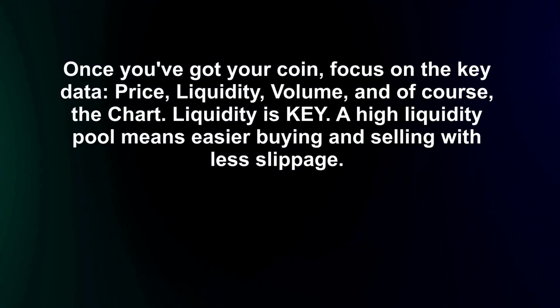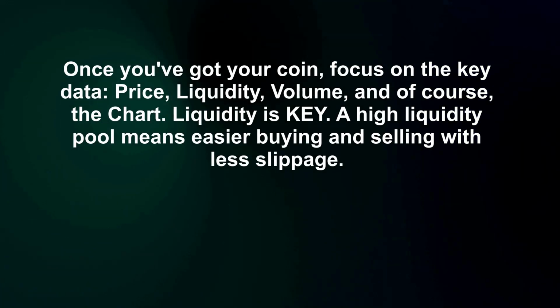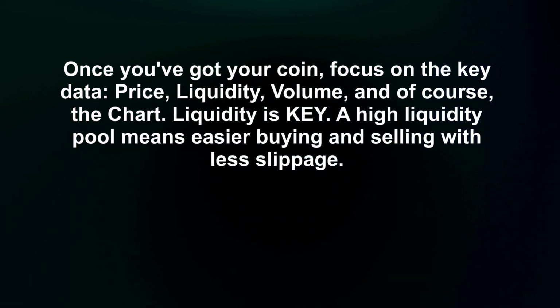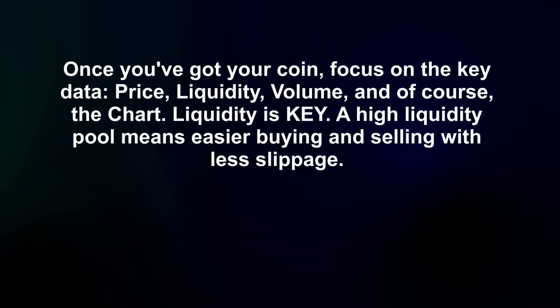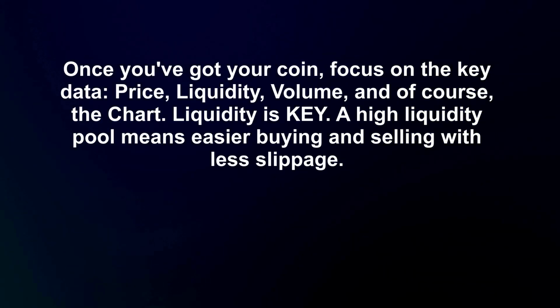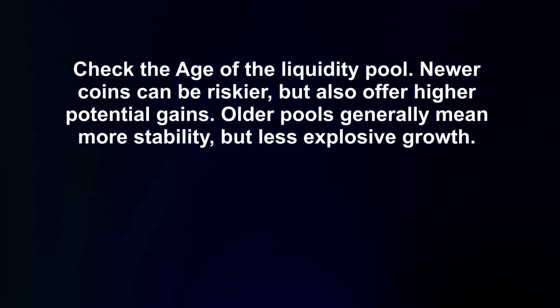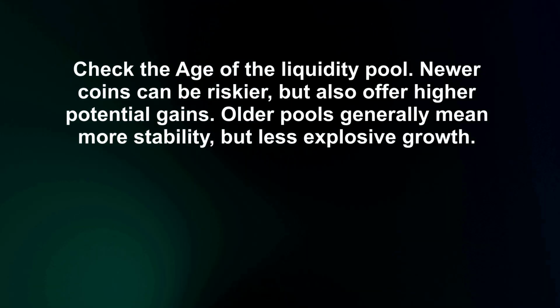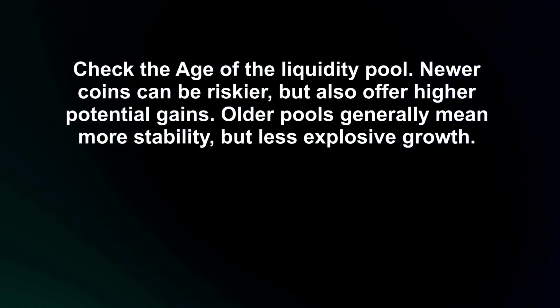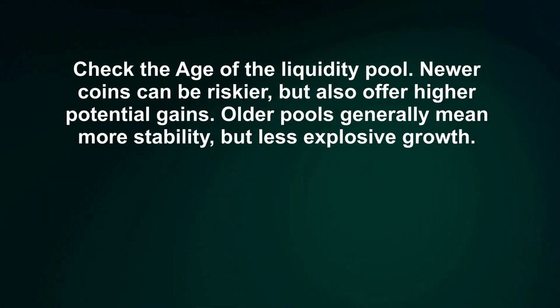Once you've got your coin, focus on the key data: price, liquidity, volume, and of course, the chart. Liquidity is key. A high liquidity pool means easier buying and selling with less slippage. Check the age of the liquidity pool. Newer coins can be riskier, but also offer higher potential gains. Older pools generally mean more stability, but less explosive growth.